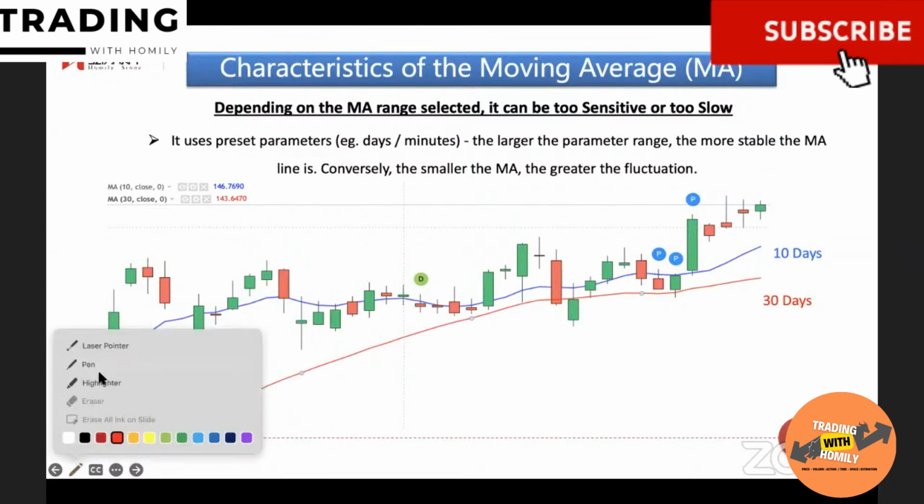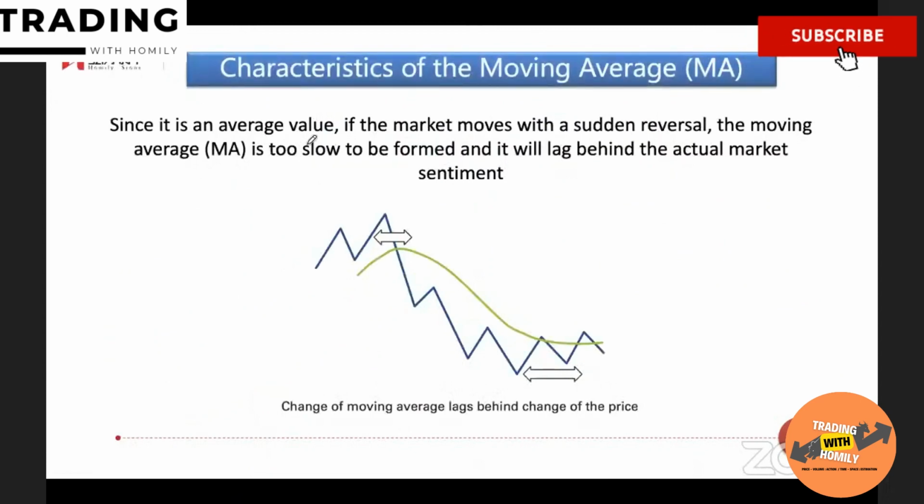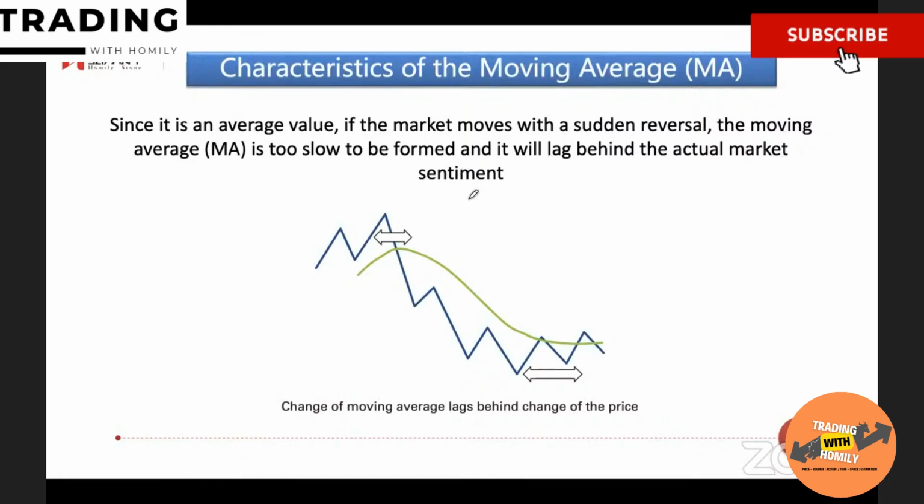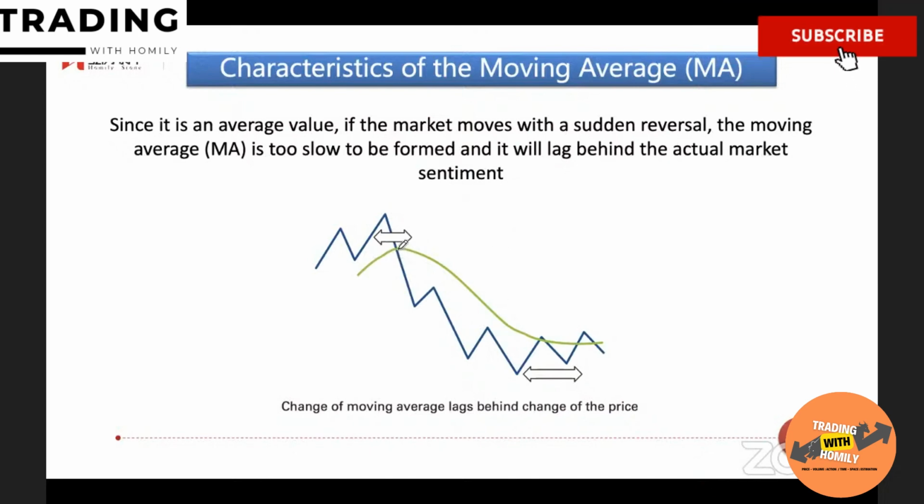Okay. All right. So moving forward, since it is an average value, if the market moves with a sudden reversal, the moving average is too slow to form and it will lag behind the actual market sentiment. Okay. It will lag behind the actual market sentiment. So some people will ask me, so how? Let's say it goes below, I sell or I don't sell.